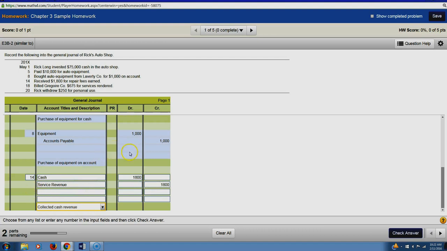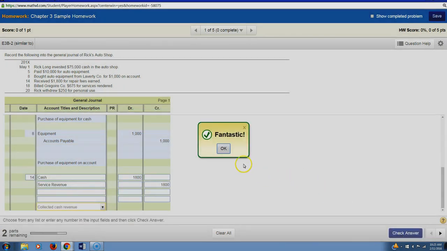Okay, as I said, typically when you click enter or post or whatever in an automated system, it's pretty much set up like this. All you have to do is click post or click enter, and the postings are done electronically, so you don't have to worry about transferring each debit and each credit. So let's just make sure that we did it right. And so far, fantastic.